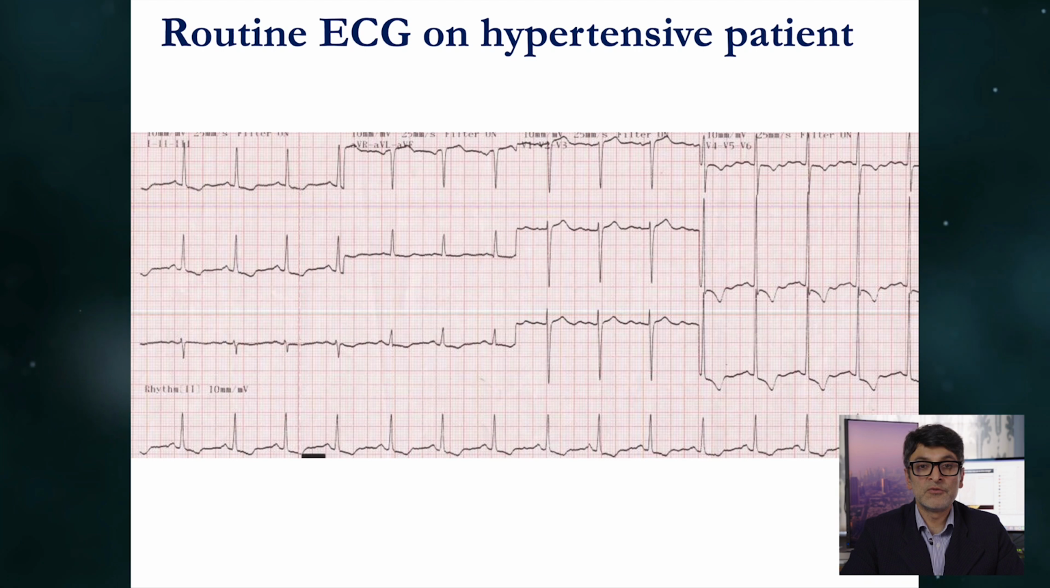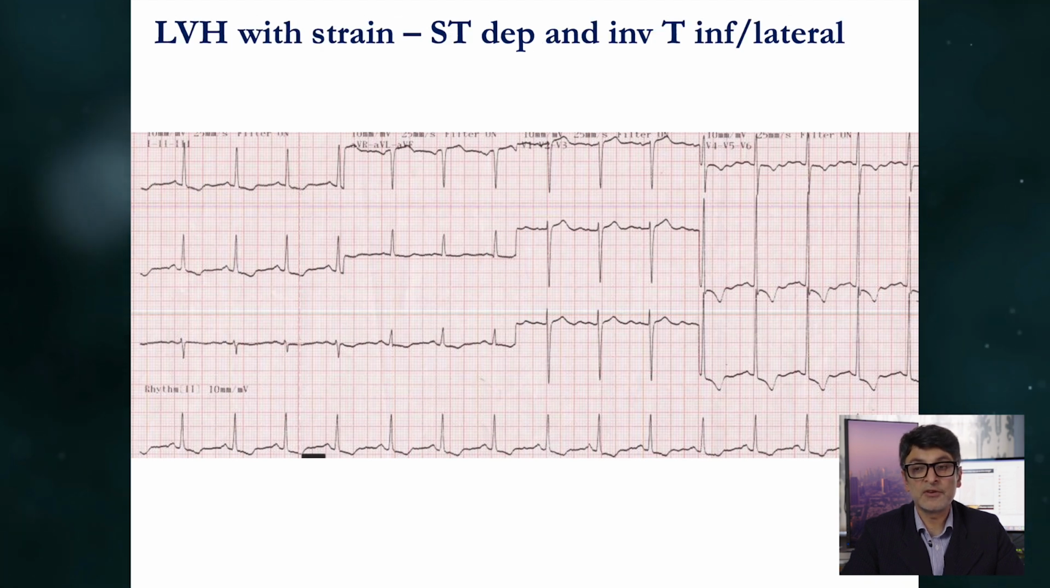So what I'm showing you now is a routine ECG on a hypertensive patient. It actually shows the same changes. There's left ventricular hypertrophy and T-wave changes, but the diagnosis is different here. In this case, the patient is on 4 antihypertensives. They have a blood pressure of 180 over 100 in clinic, and an ECG done clearly shows LVH. An echocardiogram would show LVH as well. So it very much depends on the clinical picture as to how you interpret the ECG.